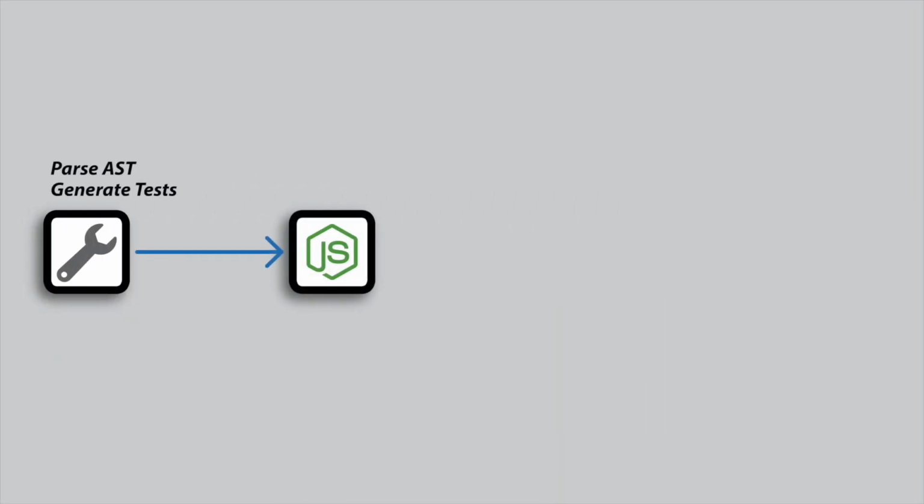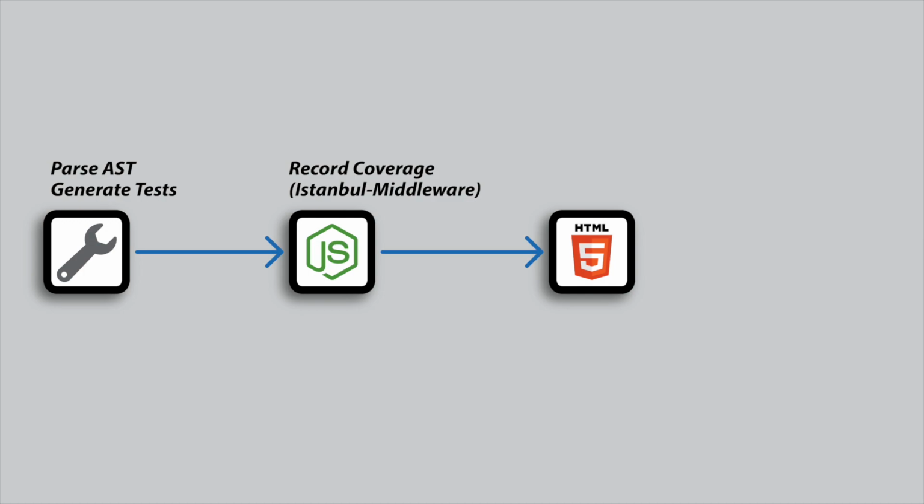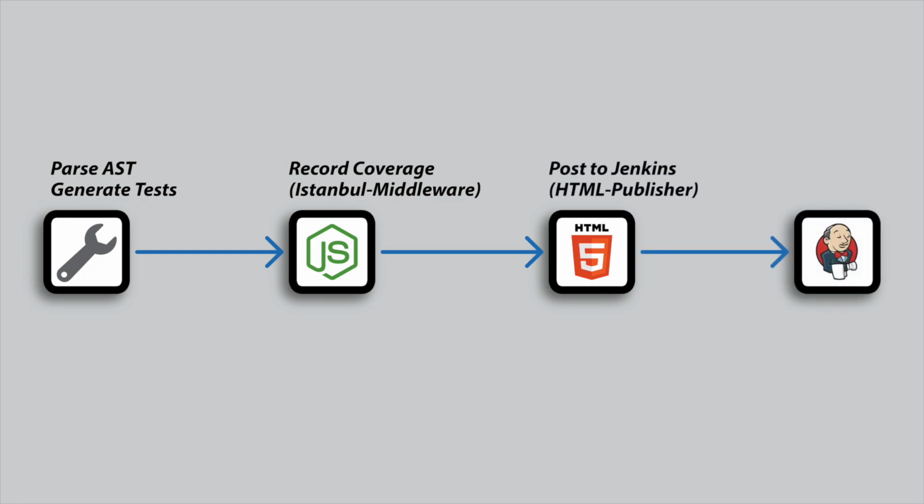The last task of this milestone was to create an automated test generation tool. The tool uses the Esprima AST parser to analyze the Node.js source code and add the appropriate routes to a testing file. These API routes are called using Node.js's request module, all the while the Istanbul middleware tool is recording the coverage of our application. We then make use of the HTML publisher plugin for Jenkins to make these results visible in the Jenkins dashboard.